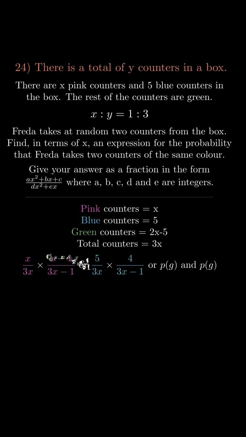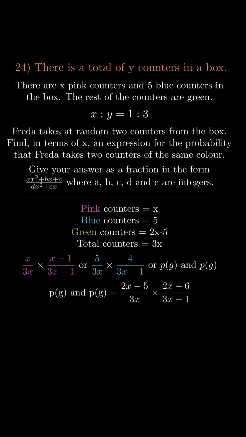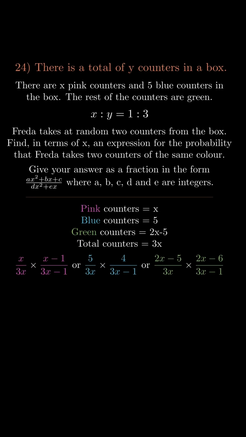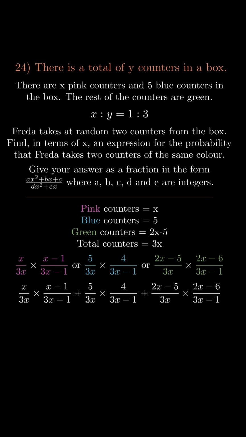The probability now that she takes a green is 2x minus 5 over 3x, and that she takes a second green is 2x minus 5 minus 1 over 3x minus 1. So the probability that she takes 2 consecutive greens is 2x minus 5 over 3x times 2x minus 6 over 3x minus 1. Now, or in probability means that we can add all of the probabilities.